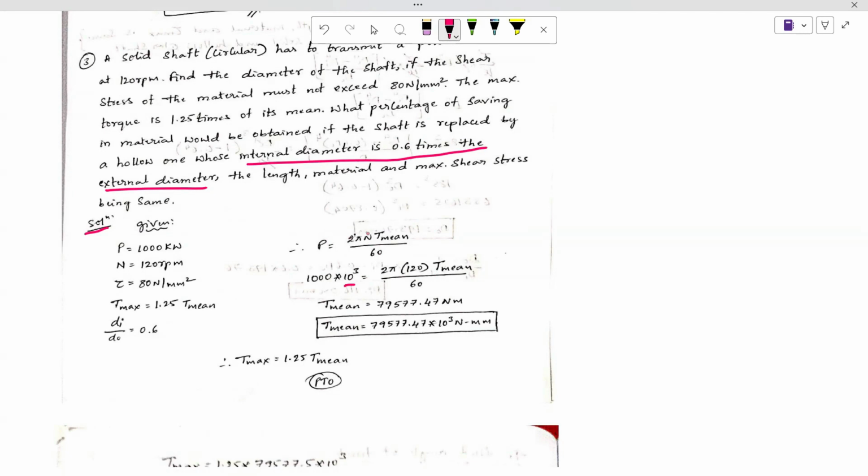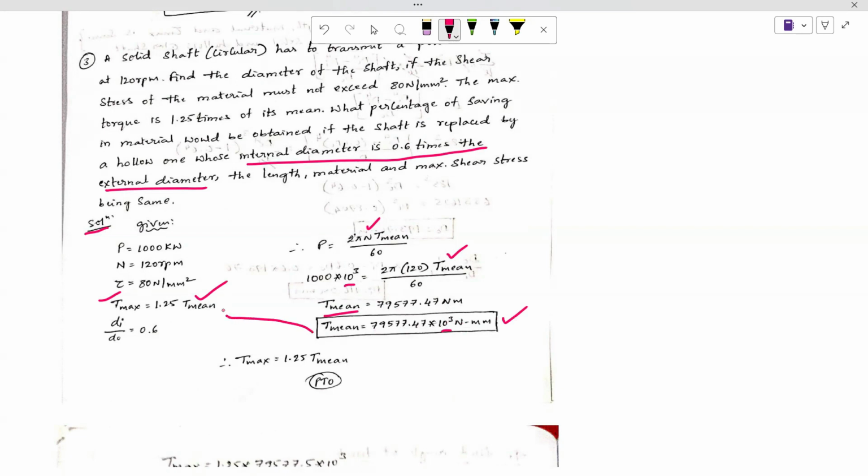Coming to the right hand side, N, the speed, is 120. T mean we need to find, because maximum torque is 1.25 times the mean torque. Finding this, we are going to get the maximum torque. So T mean as it is, do the cross multiplication. You will get the mean torque equal to 79,577.47 Newton meter. If it is in terms of millimeter, just multiply by 10 to the power of 3. So 79,577.47 into 10 to the power of 3 Newton millimeter. That is the mean torque.